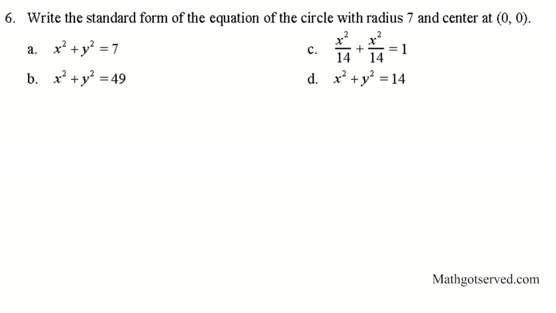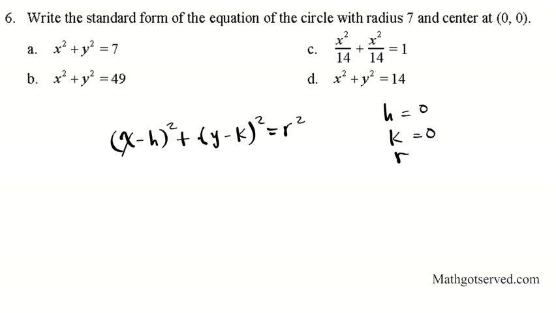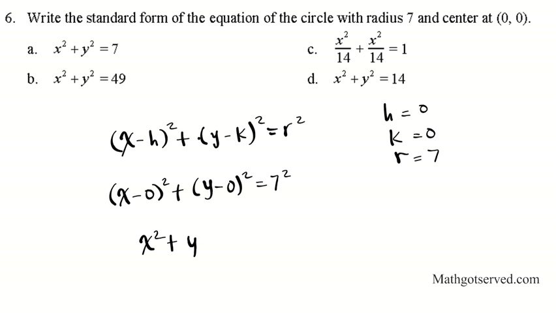All right, let's move along to question 6. It says, what is the standard form of the equation of a circle with radius 7 and center 0, 0? This is going to be a circle. So the standard form for the equation of a circle is x minus h squared plus y minus k squared equals r squared. In this case, h is 0, k is 0, and r is 7. Okay, so let's plug all that in here. So we're going to have x minus 0 squared plus y minus 0 squared equals 7 squared. Simplifying that, it is simply x squared plus y squared equals 49. So the answer is option letter B.